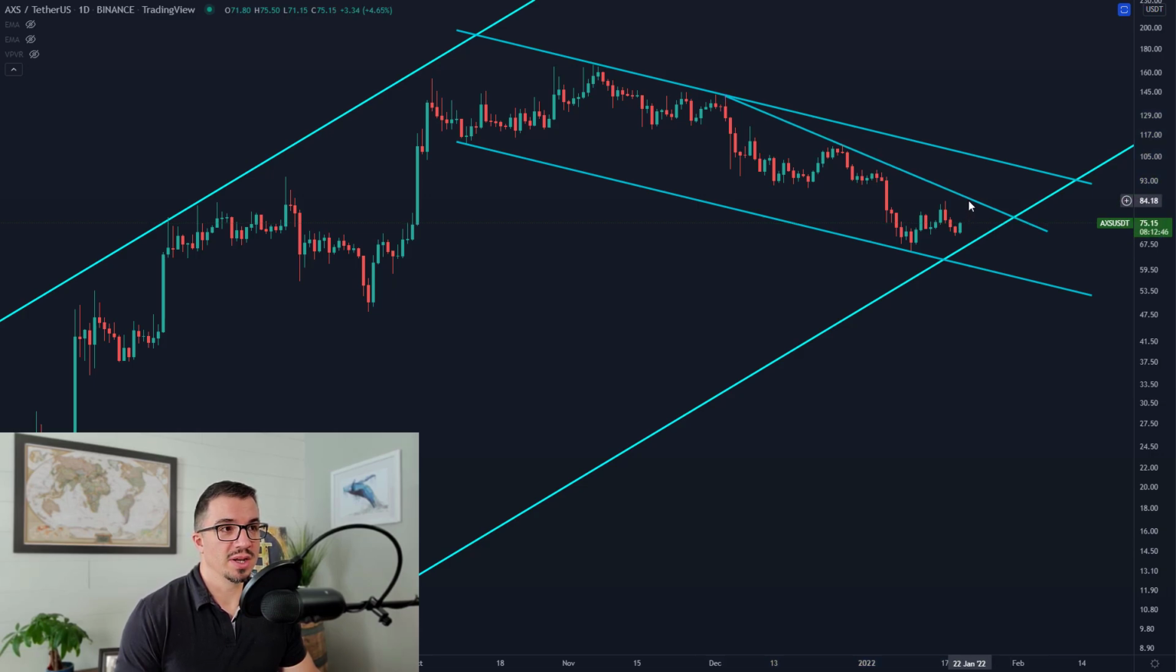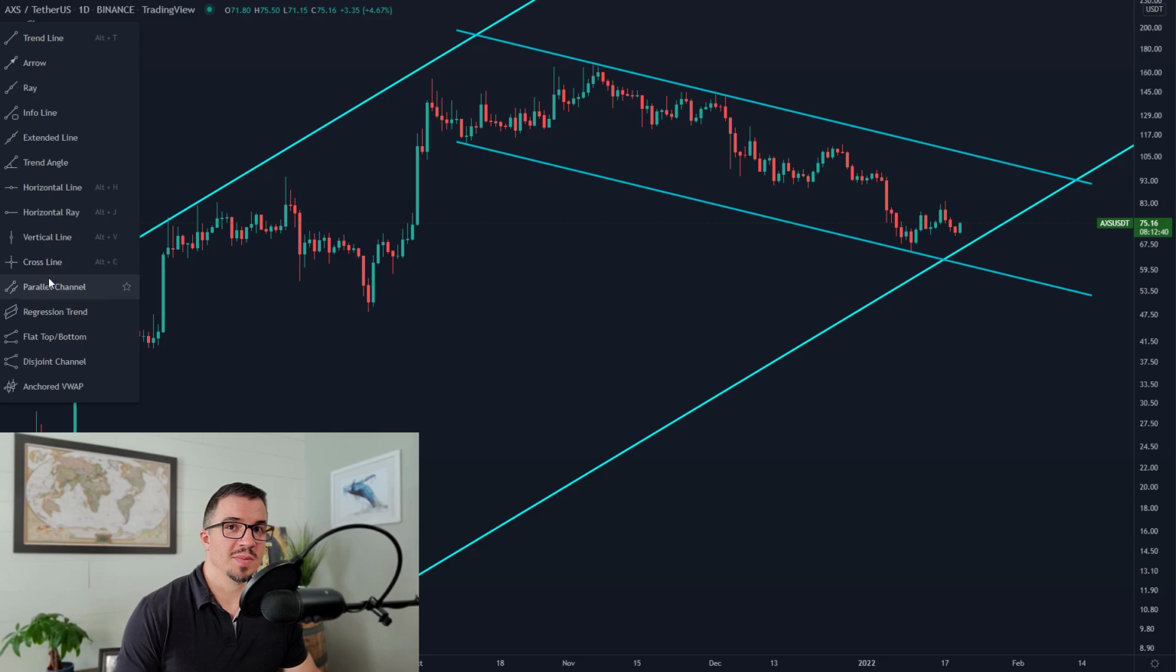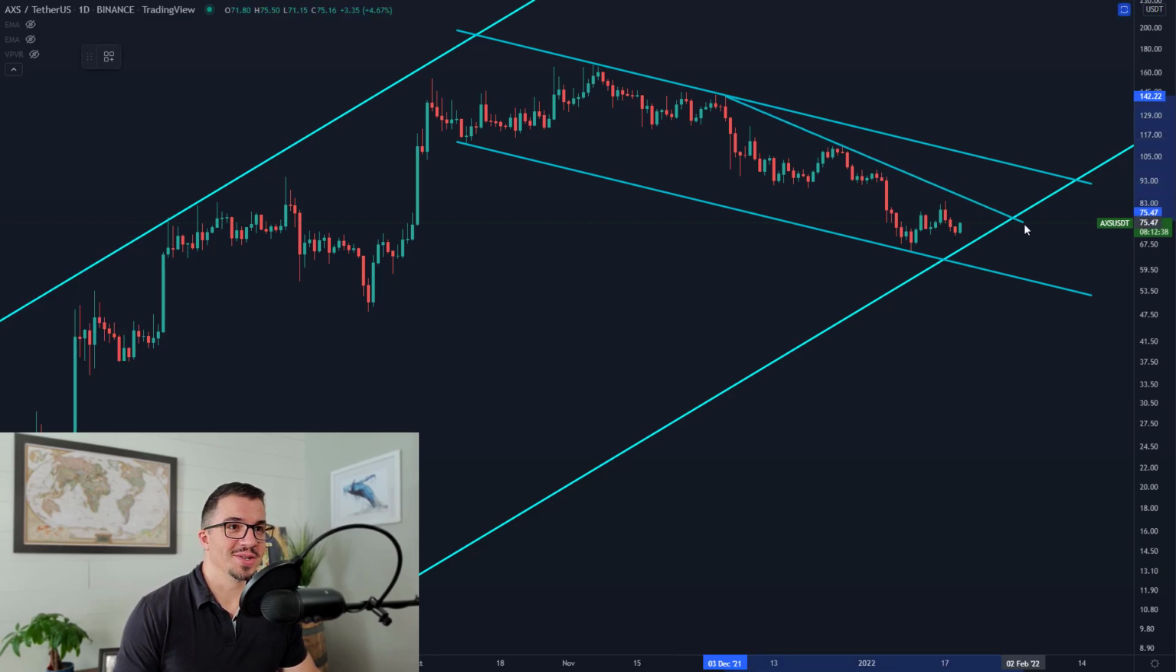And this level is going to come in closer to about $84, maybe $85. Now, this is actually a descending channel as well. So it starts to get a little bit crazy. There's a lot of overlap here, but let me show you what I'm referring to.